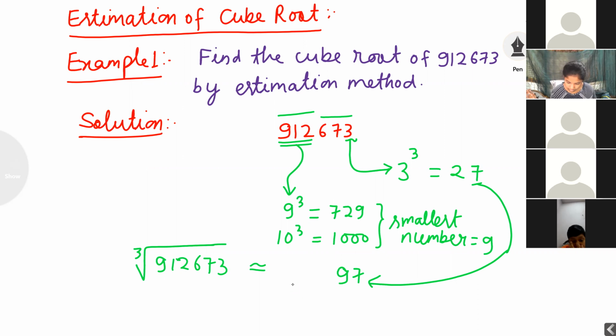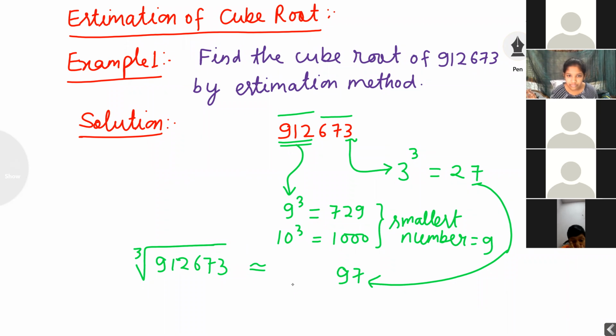Again, listen carefully, students, how to find the cube root of a given digit. First step, I want to make pairs from the right side. I made the pairs. After making pairs, I want to check the ones place. The ones place digit is 3. 3 cube is equal to 27. 27 means the ones place, I want to write here.